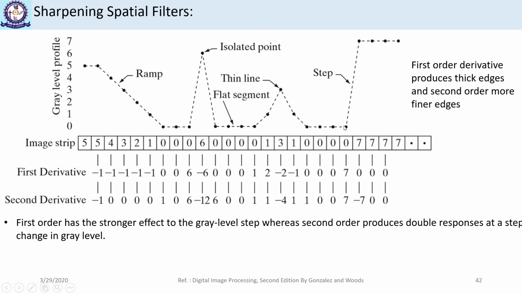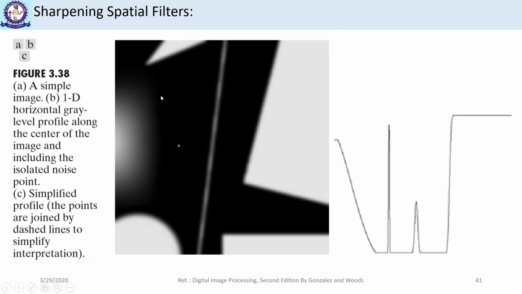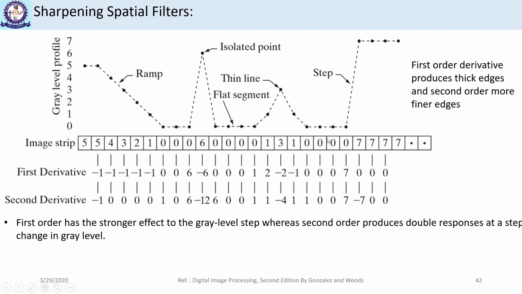And then again the dark line is there, the dark area is there, so that is represented by 0 intensity values or gray levels. And then the intensity increases to the brightest or the highest intensity value. So this is the profile in digital form along that particular line, along this line.